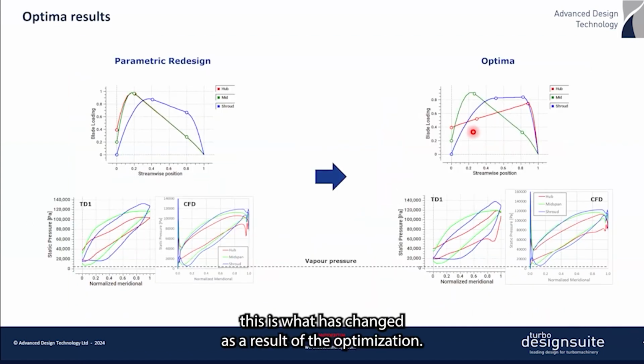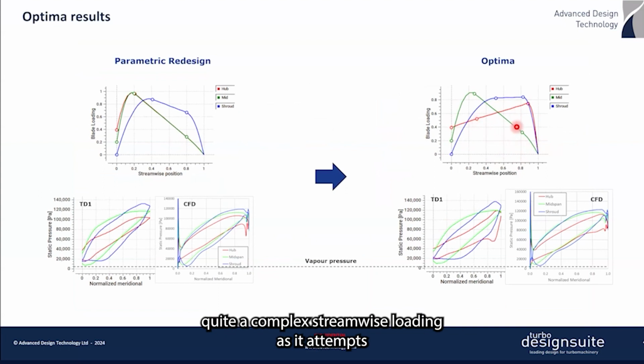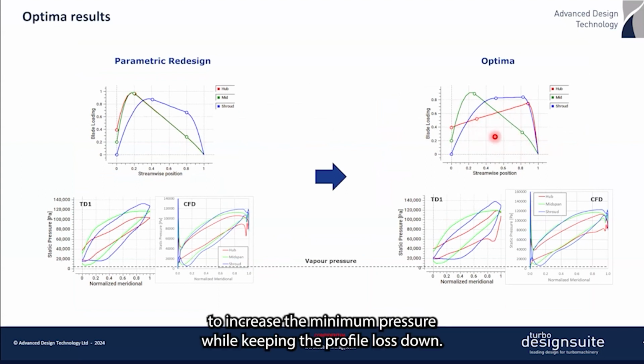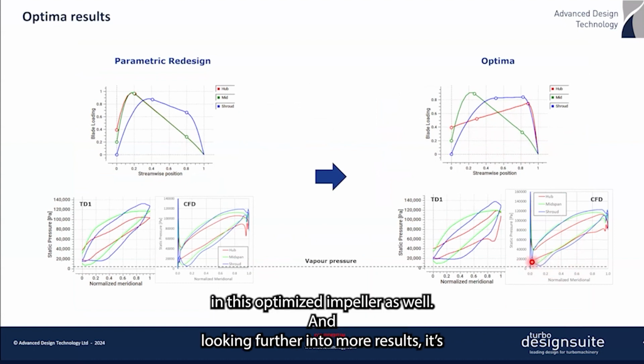And in fact, this is what has changed as a result of the optimization. So compared to the redesigned impeller, the optimizer has recommended quite a complex streamwise loading, as it attempts to increase the minimum pressure while keeping the profile loss down. And CFD blade loading plots confirm that there is no risk of cavitation in this optimized impeller as well.